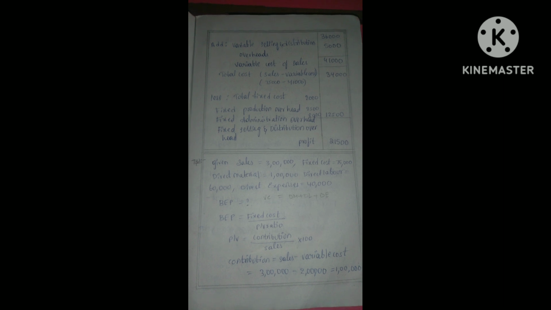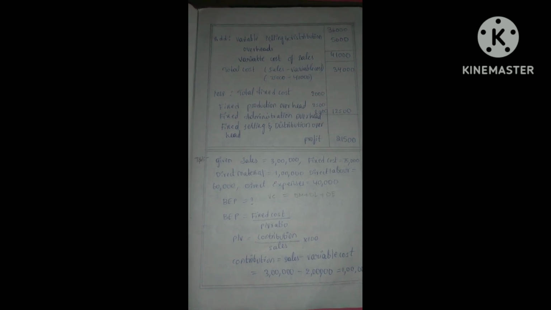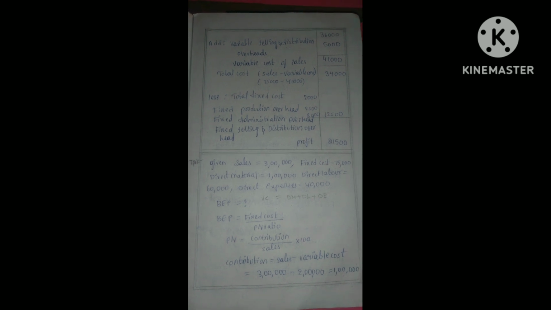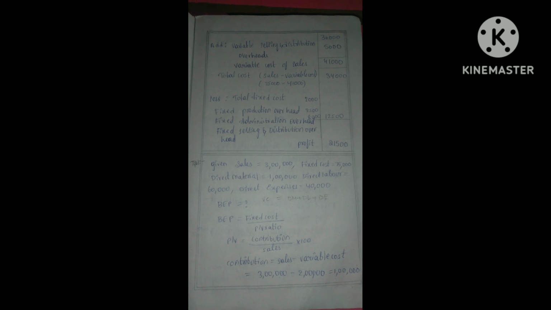Now we have to add variable selling and distribution overheads. Variable selling and distribution overhead is 5,000. So we have to add. So after adding we will get 41,000, that is the variable cost of sales.